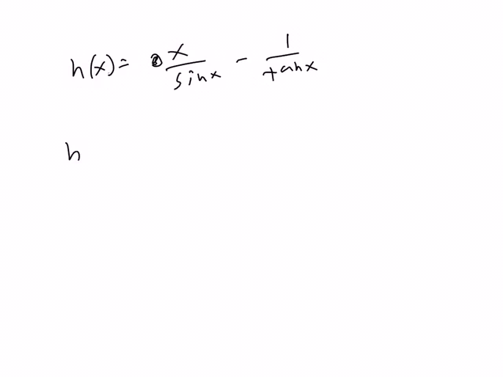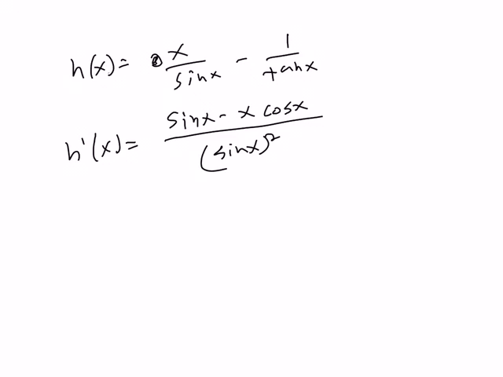So h prime of x is going to be, again, quotient rule. So we're going to have sine of x minus x times cosine x, over sine x squared, minus, and then you're going to have a minus over here, and then you're going to have secant squared x over tan of x squared.